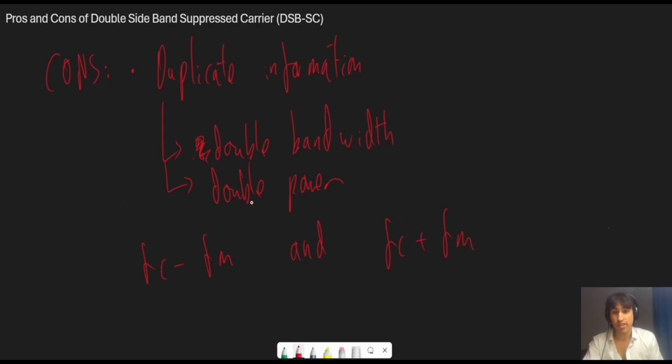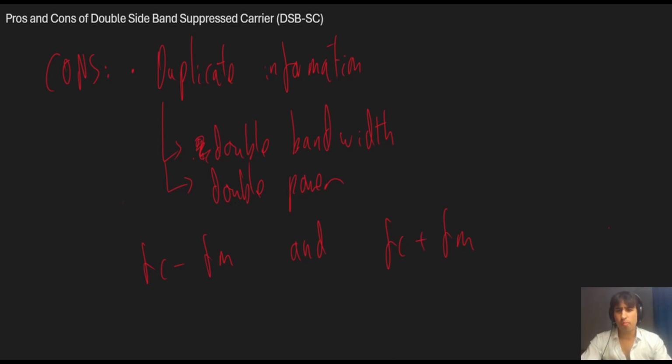So we are doubling the power, and majority of the times we are both limited in bandwidth, and if you have a little microcontroller or a little tiny car or something, you're already limited in power to begin with, so you can't be doubling the power just to send the same information. So double bandwidth and double power is a huge problem with double sideband suppressed carriers.